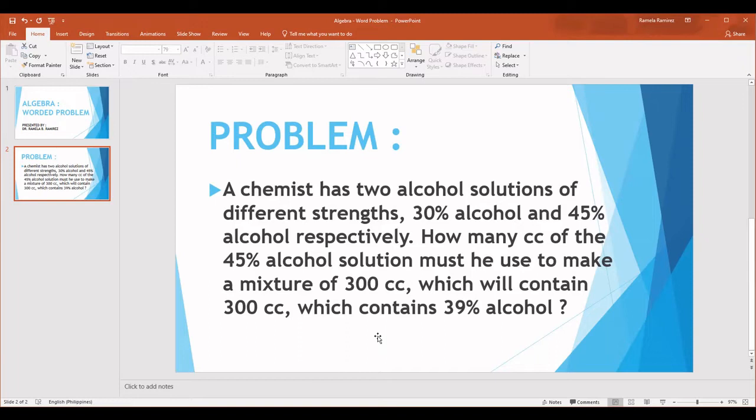So again, there are two alcohol solutions. One is 30% alcohol, the other one is 45% alcohol, and the total mixture that it can make is 300 cc. So what we are going to do is to determine what should be the volume of the 45% alcohol the chemist should choose in order to make that particular mixture of 300 cc. So let me begin with writing down.